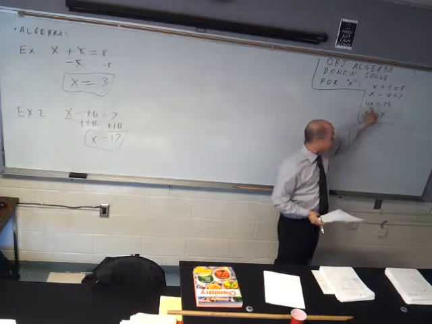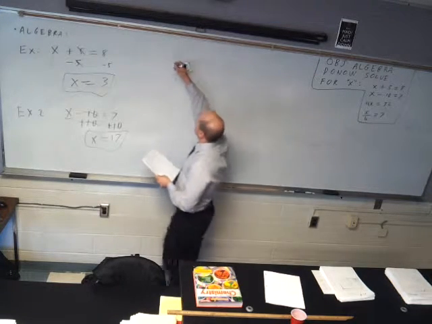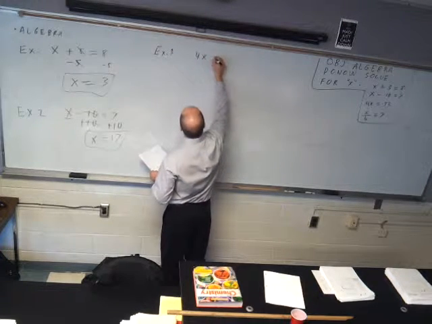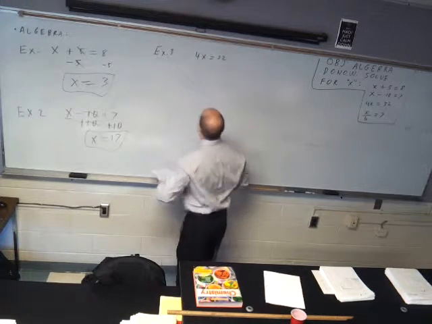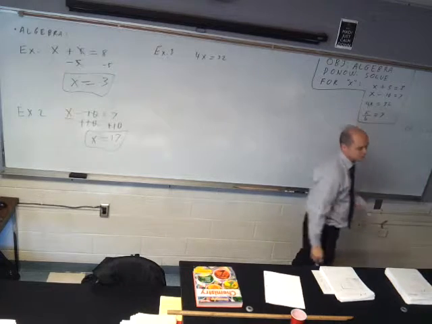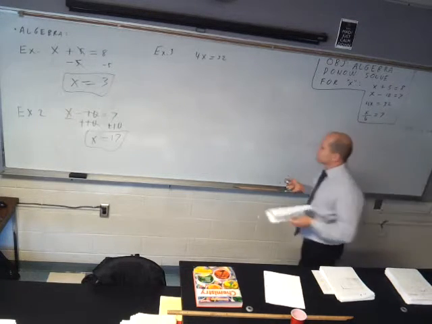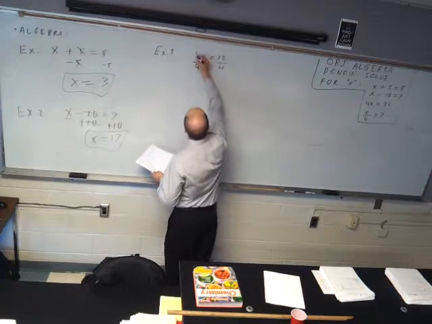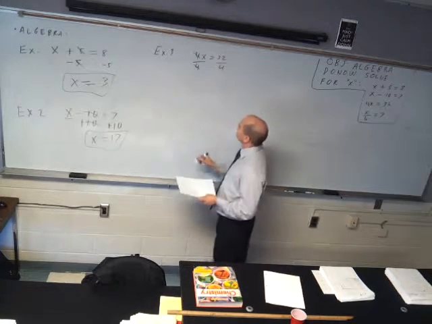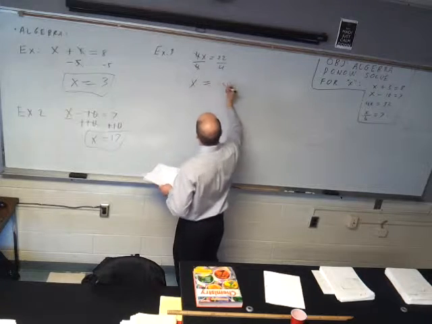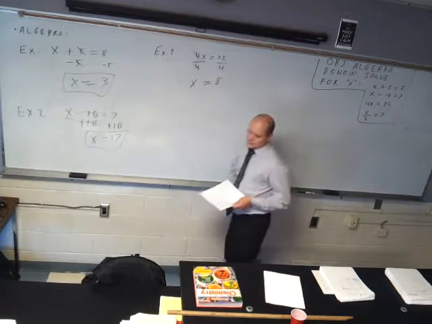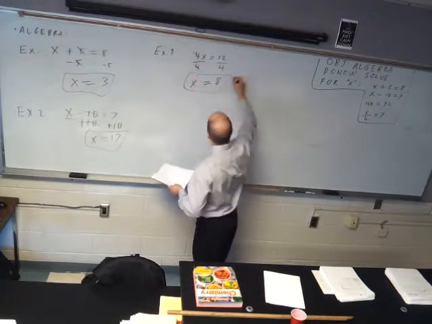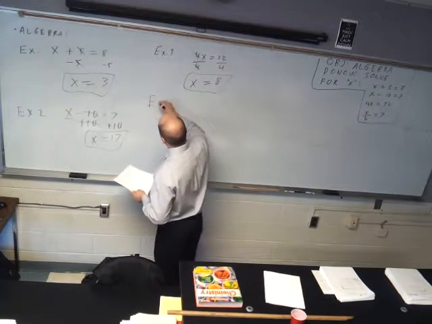All right, third one, 4x equals 32. So this is 4 times x, so what do we got to do? Divide. Yeah, we got to divide by what? 4. Right, divide both sides by 4. 4 divided by 4 goes away, so we get x equals 8. Any questions so far? Pretty simple, right?